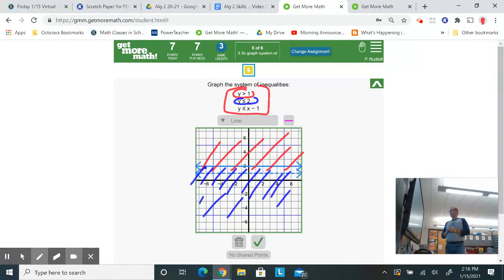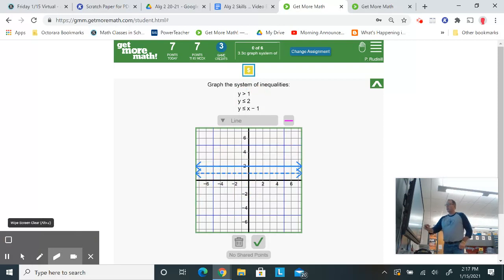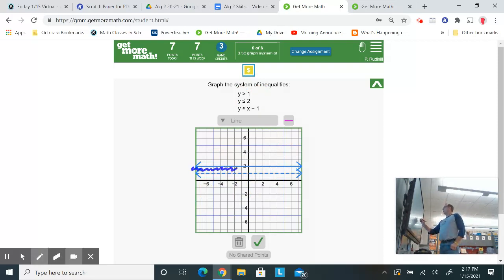So far we have everything in between those two lines, everything above the dotted line, everything below the solid y equals 2 line. So the only ones that overlap are the ones in between. It's almost like a sandwich, but just the ones in between. Okay? So let me erase that stuff here. So I know that right now we're only looking at the overlap of those two inequalities. But we have a third inequality.